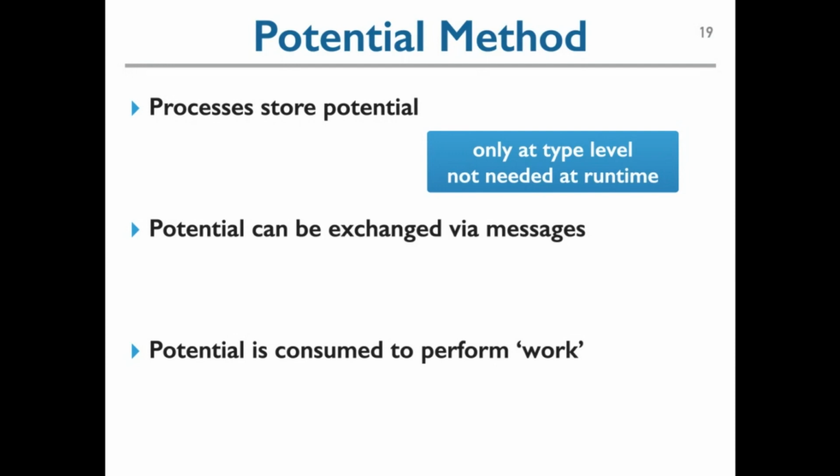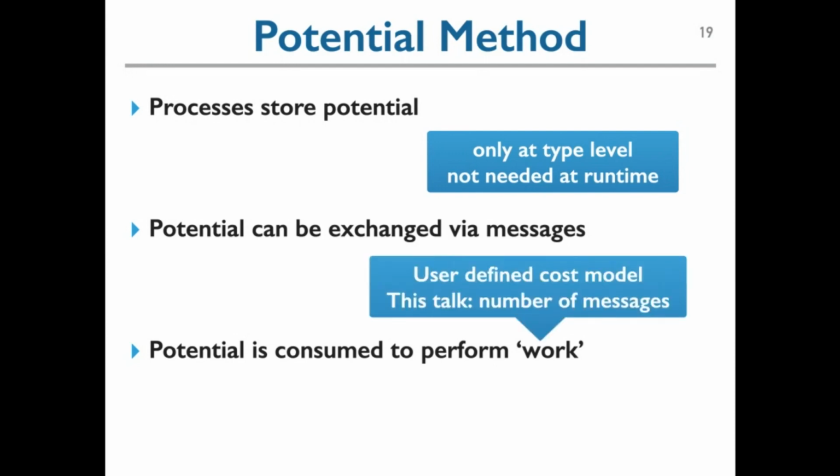So what do I mean by work? Well, in the previous example, I was talking about the number of messages. So every time you send a message, you consume 1 unit of potential. But one strength of our system is that our type system is parametric in the cost model. So the user can decide what they want to count. They may want to count the total number of functions called, or processes spawned, or arithmetic operations, or messages, or whatever. Once they decide the cost model, our type system is parameterized by it, and then the type system will return the work bounds for that particular cost model.